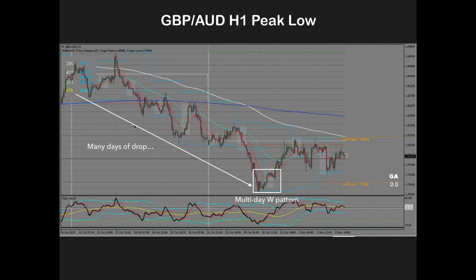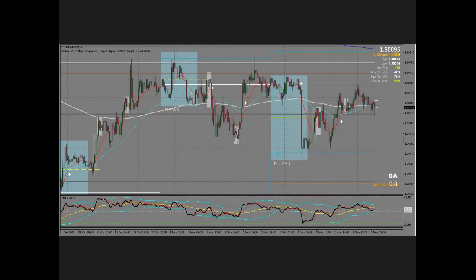So, inducement phase, many days of drop. Trap phase, multi-day W pattern. And now let's look for the shift and the safety trade. So on the M15 chart, looking at this, you can see here, where's the shift? Here's the peak low, right? Shift away from the peak low formation, 50 to 100 pips, close at the extremes.